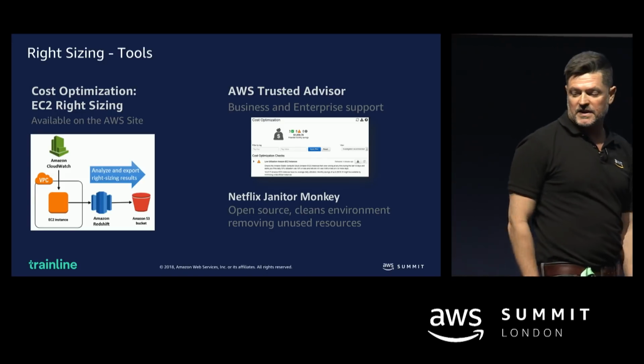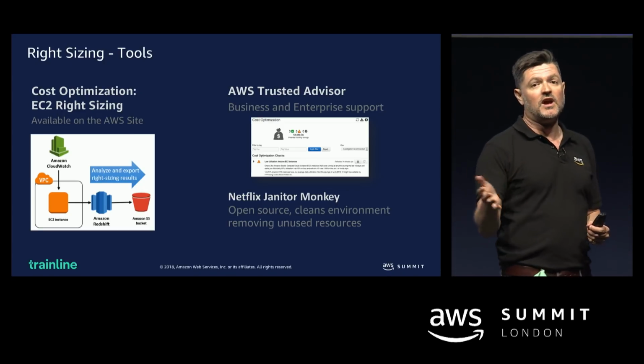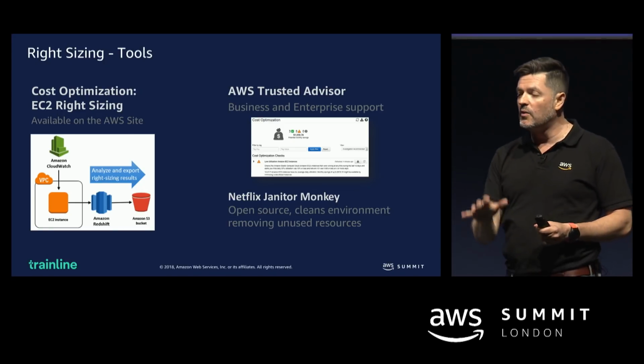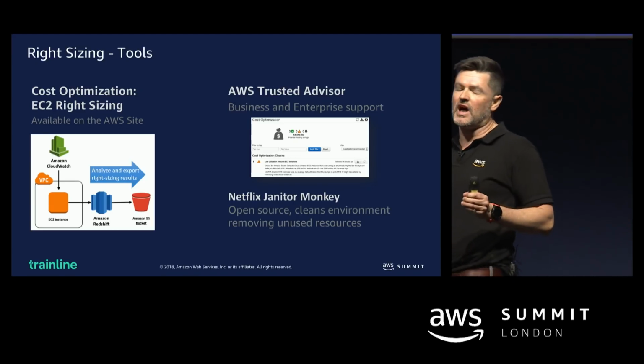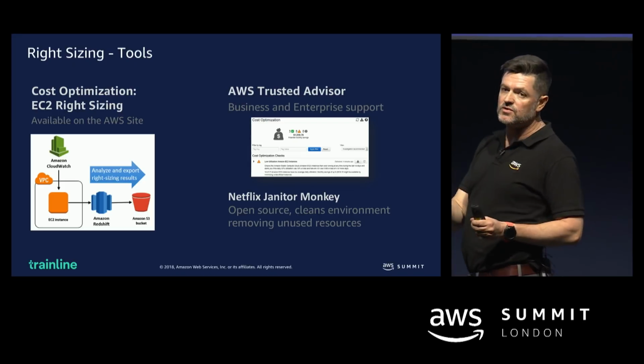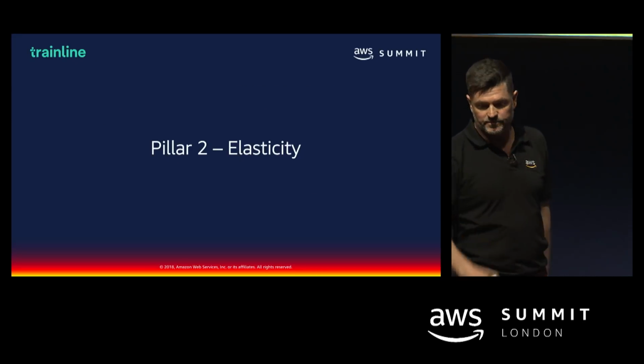Netflix, everyone loves Netflix. They've got a Janitor Monkey, part of their Simian Army. It's an open source tool. It's an older tool, but it's still very, very relevant. It shows you what your unused resources or your less used resources are, and it allows you to shut them down. Go check that. The link will be at the end.